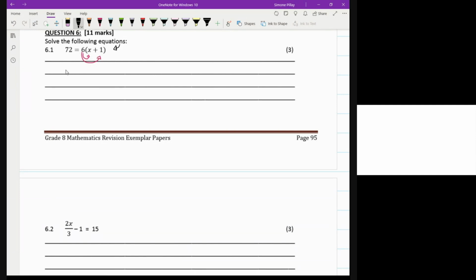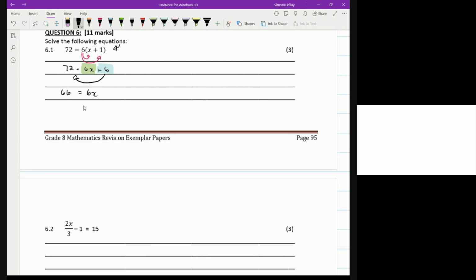So I'm going to go 72 is equals to 6x plus 6. Now, remember, goal of an equation, get your variable by itself. So the first thing I want to do is move my loose terms. And right now I see a loose 6. So 72 minus 6 when we transpose is going to give me 66, if I'm not mistaken, equals 6x.